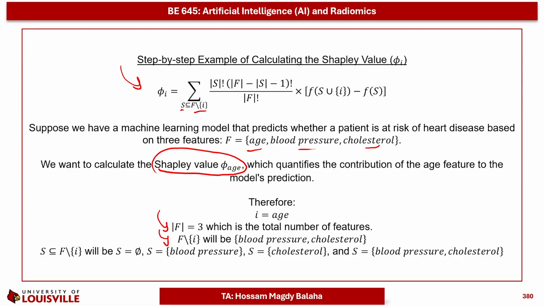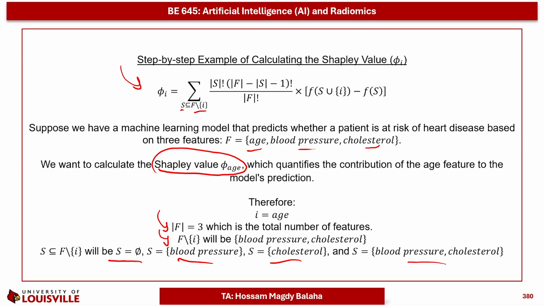So S is a part of that. We need all combinations excluding age. This means we have an empty subset, a subset with only blood pressure, a third subset with cholesterol only, and a last subset that includes blood pressure and cholesterol. And in sets, the ordering isn't important, so blood pressure, cholesterol, or cholesterol, blood pressure in a subset are similar.